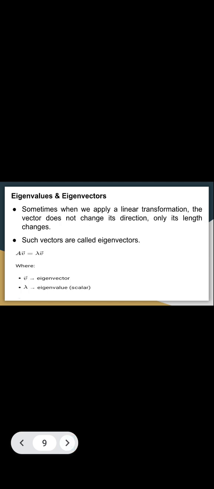Then we are moving to the next portion, eigenvalues and eigenvectors. Sometimes when we apply a linear transformation, the vector does not change its direction, only its length changes. Such vectors are called eigenvectors. Here is the representation: A of vector u equals lambda of u. Here A is the matrix, u is the eigenvector, and lambda is the scalar, which is the eigenvalue.